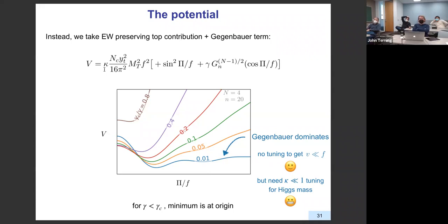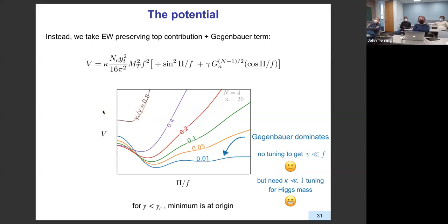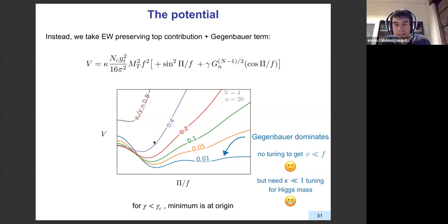Well, what's the definition of gamma C? Did I miss it? No, sorry. So gamma C is a certain numerical value, which is the critical value separating. Below gamma C, the minimum is just at the origin. And as long as gamma is larger than this, the minimum is always displaced. It's a sort of minimum value size of the Gegenbauer. Yeah, sorry, I didn't explain it carefully.